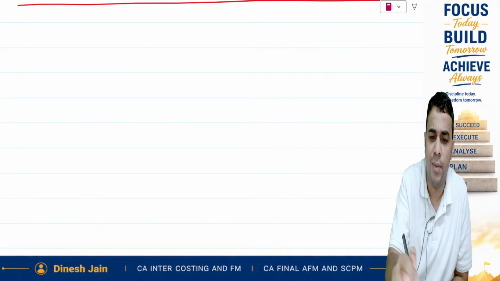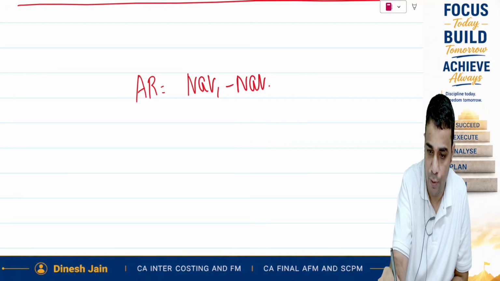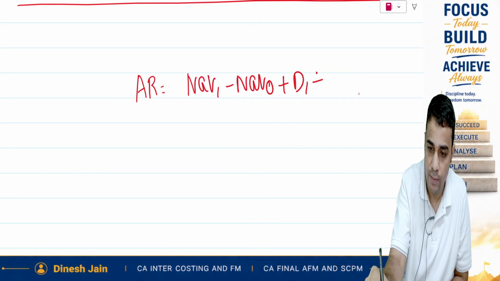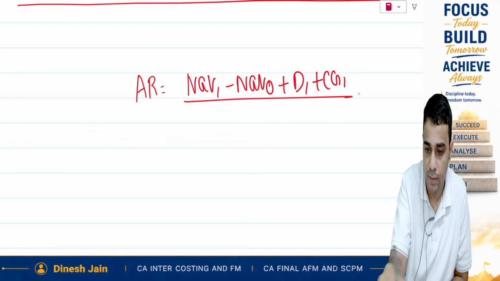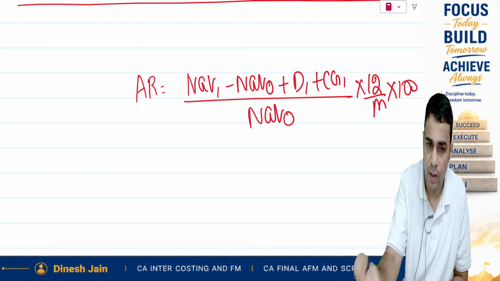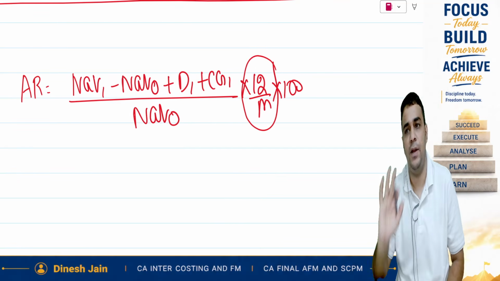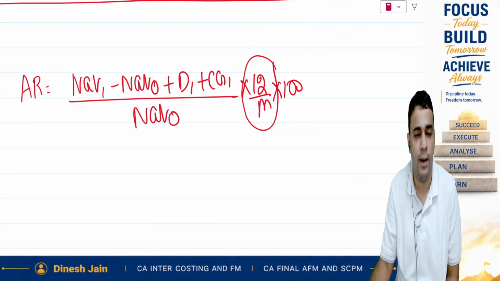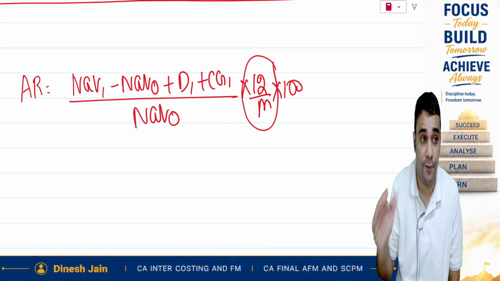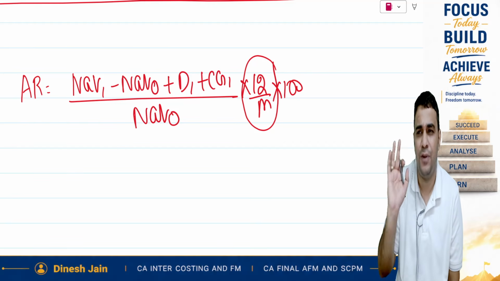Can you tell me the formula for annual return? Tell me the formula. NAV1, NAV0, D1, CG1, into, this is my usual formula everywhere. Everywhere means in the entire AFM, we generally do monthly calculation to save time and do approximate.